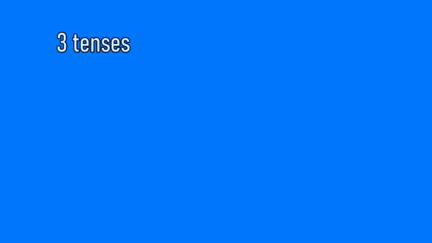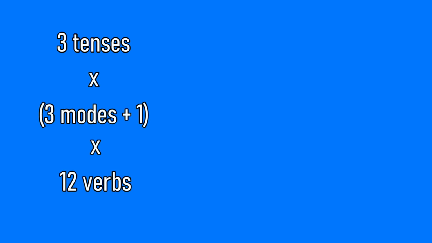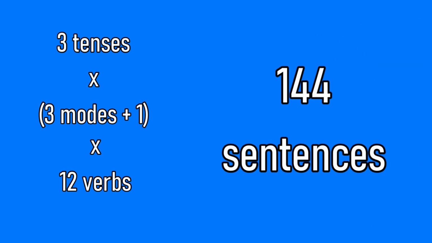Now, combining 3 tenses with 3 modes, plus the possibility of no mode, with 12 basic verbs means you can make up to 144 sentences in your target language. They add up so fast because language learning is exponential.